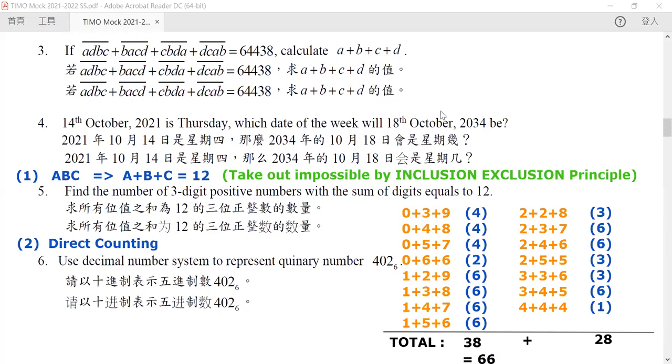Okay, so these are the ideas of question number 5. Now let's go to question number 6. Use the decimal number system to represent a quaternary number 4026, which is strange.